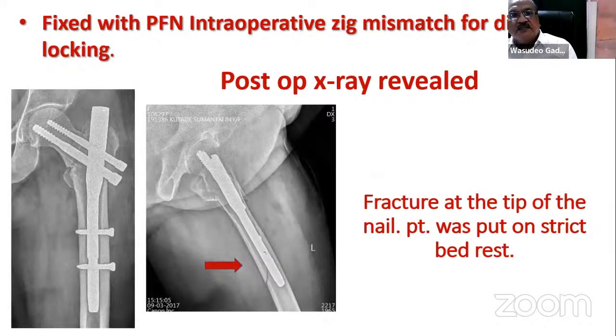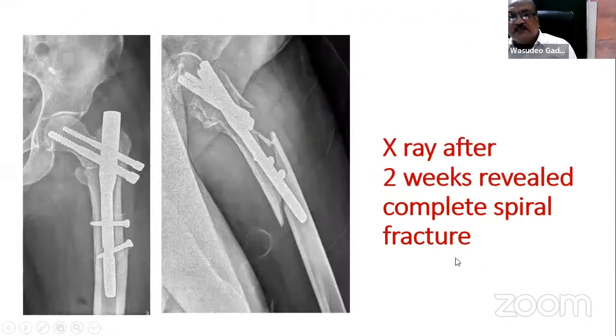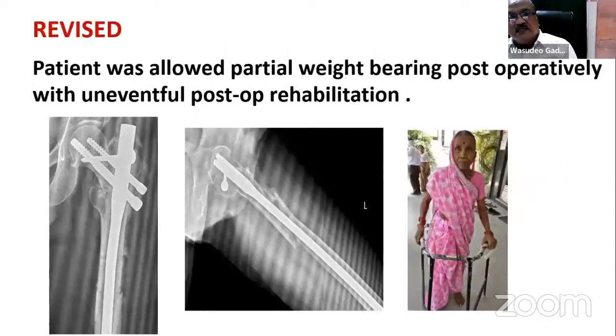And ultimately PFN was done, and you can find there is an intraoperative crack, seen after taking a postoperative X-ray, and a fracture at the tip of the nail. The patient was put on strict bed rest, but the X-ray revealed an increased fracture gap and a spiral fracture, iatrogenic during surgery. So this was revised with a long PFN.